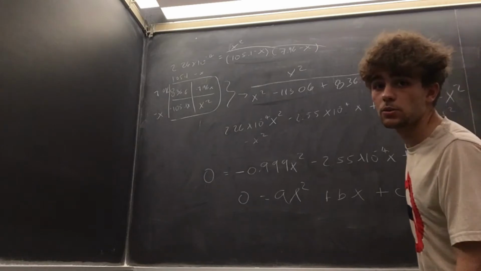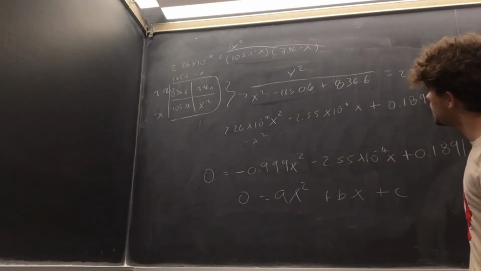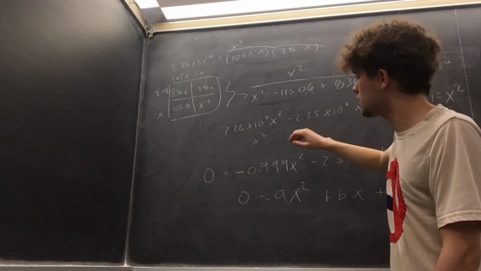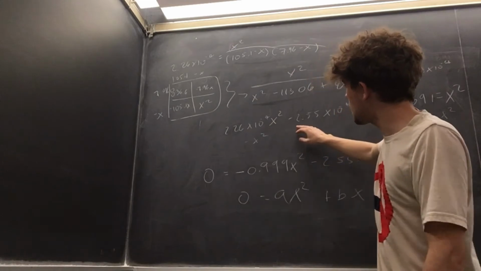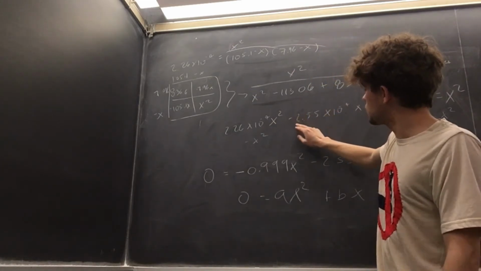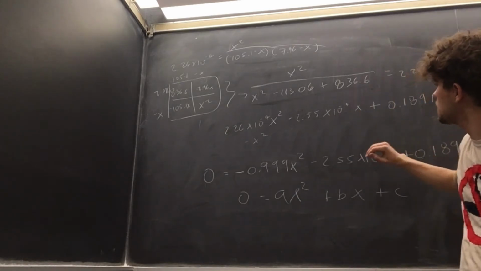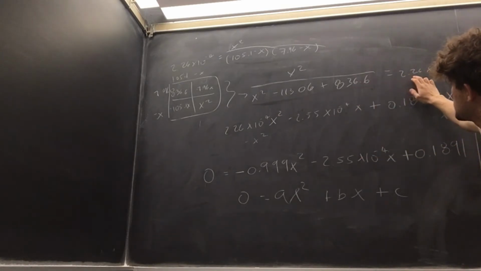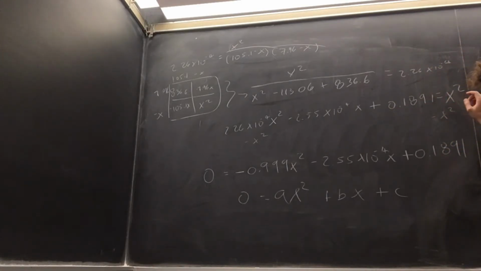So if we want to set that equal to 0, we're going to have to multiply by 2.26 times 10 to the negative 4th. In order to isolate x squared, we get 2.26 times 10 to the negative 4th x squared. We multiply these two together, negative 2.55 times 10 to the negative 4th x, and 836.6 times 2.26 times 10 to the negative 4th is 0.1891, and that's all on one side, and x squared is on one side.